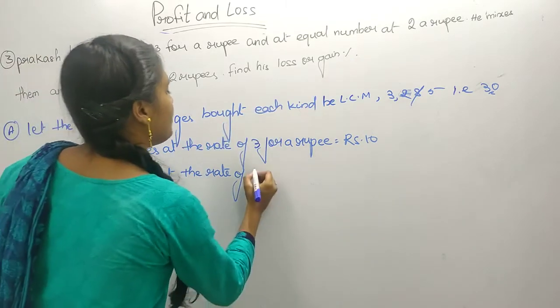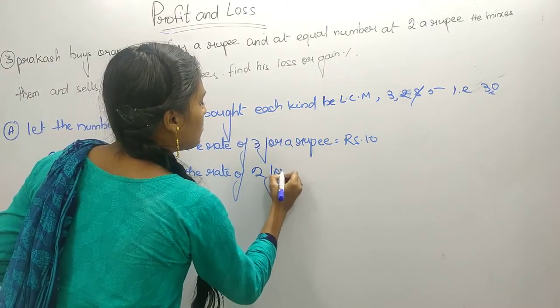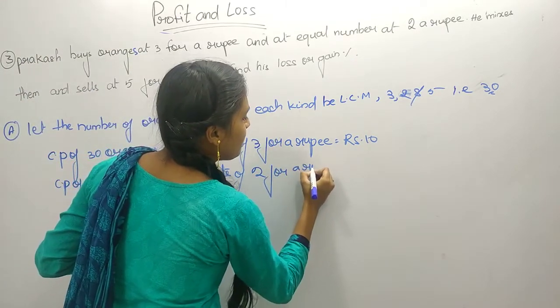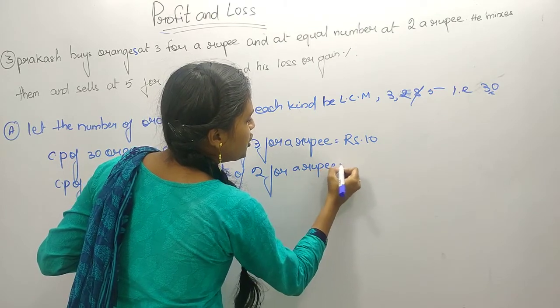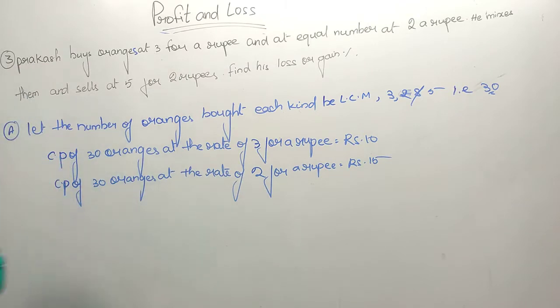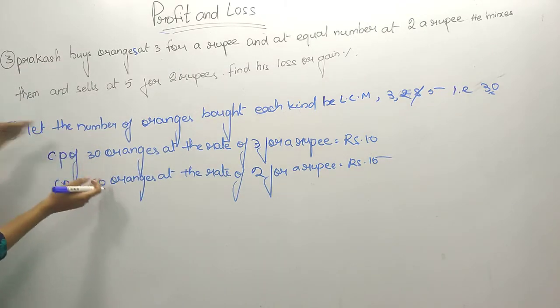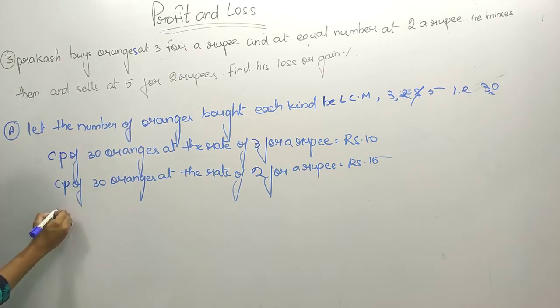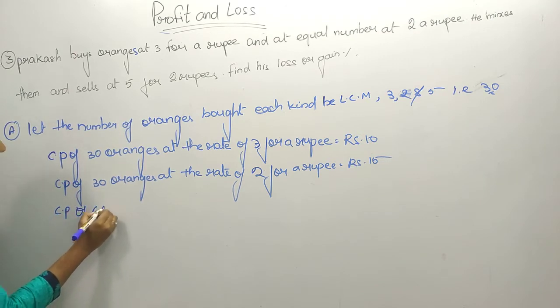2 for a rupee. For a rupee means how much he got? Rupees 15. Okay. Then what we will do? Mix both of these, means how much? 30 plus 30. How much it will come? Cost price of 60 oranges.